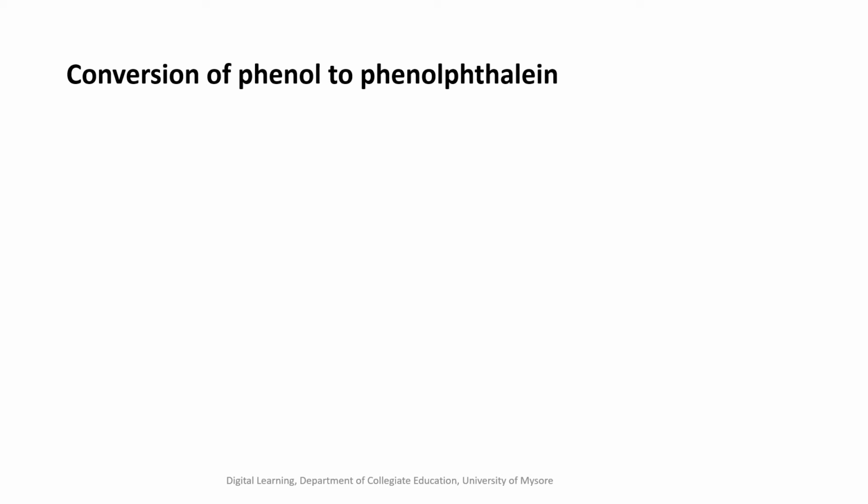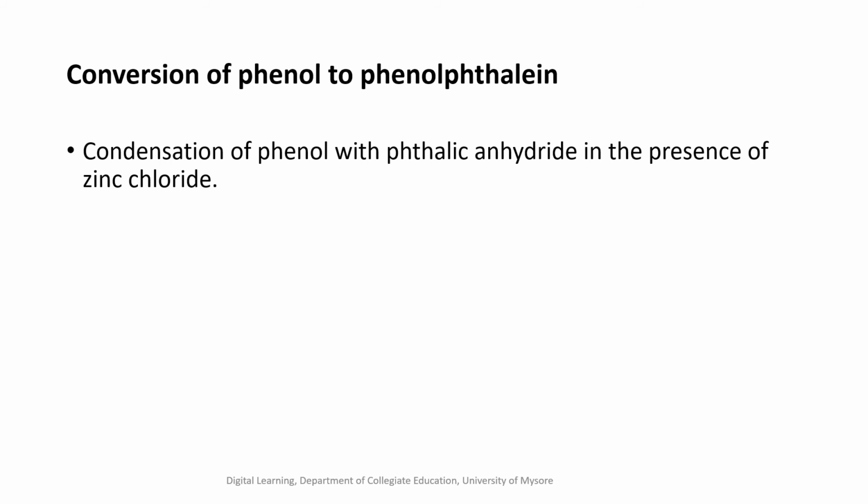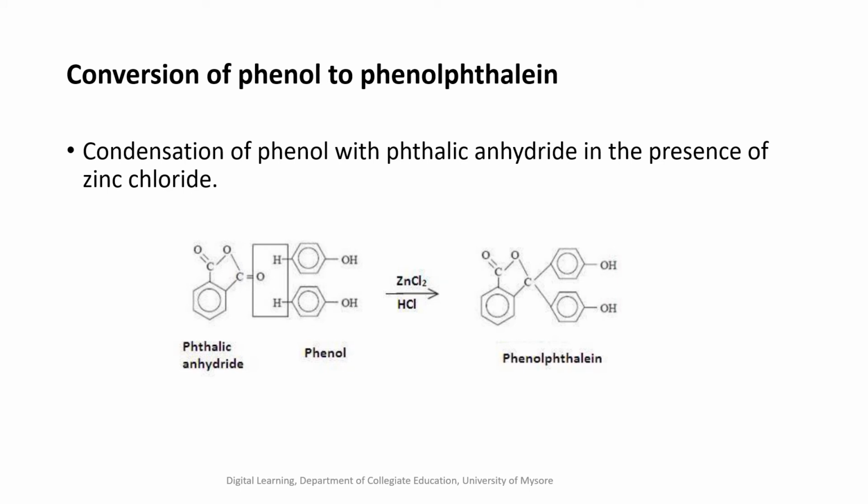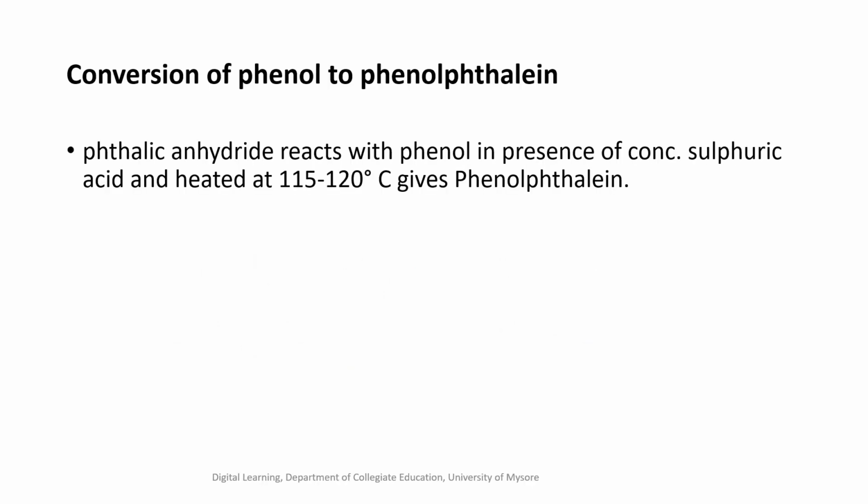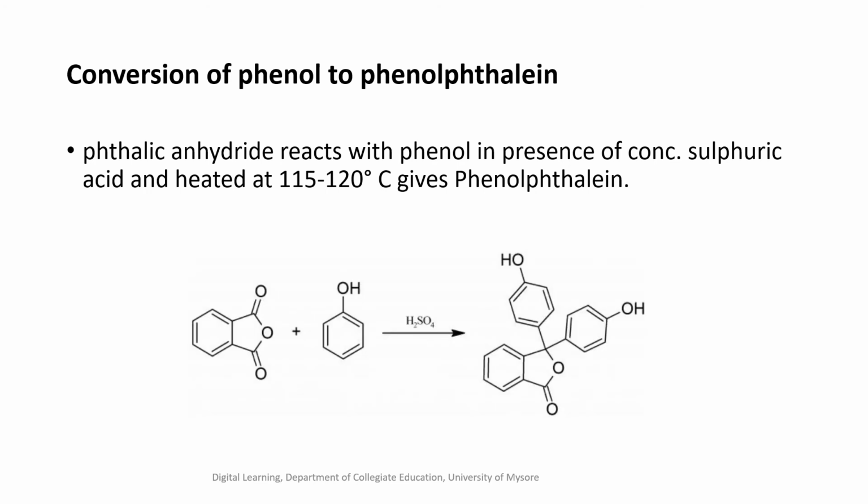In fact, the synthesis of phenolphthalein is carried out by condensation of phenol with phthalic anhydride in the presence of zinc chloride. The phthalic anhydride formed reacts with the phenol in presence of concentrated sulfuric acid, and this is heated at 115 to 120 degrees Celsius for 10 to 12 hours and gives phenolphthalein.